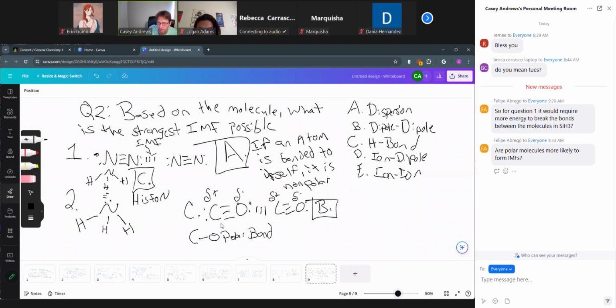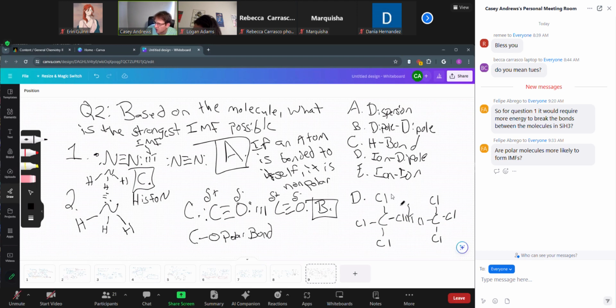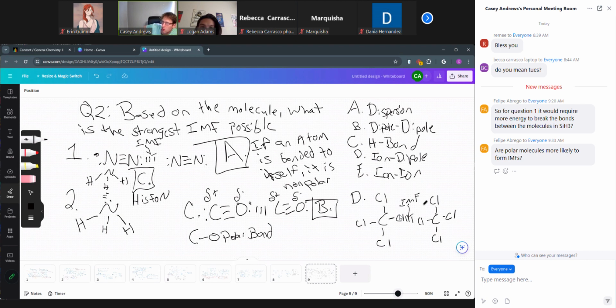All right, last one. The last one is carbon tetrachloride. So carbon bonded to 4 Cls. When 2 molecules of carbon tetrachloride interact, oops, I drew my C too early. What strongest intermolecular force would you expect? Would you expect dispersion, dipole-dipole, hydrogen bonds, ion-dipole, or ion-ion for carbon tetrachloride?